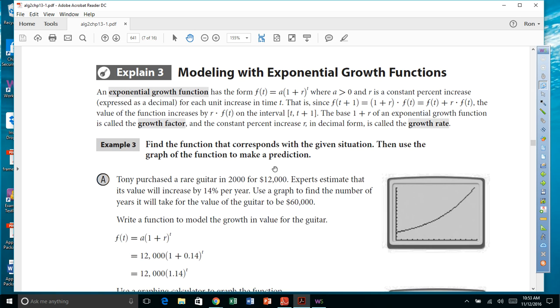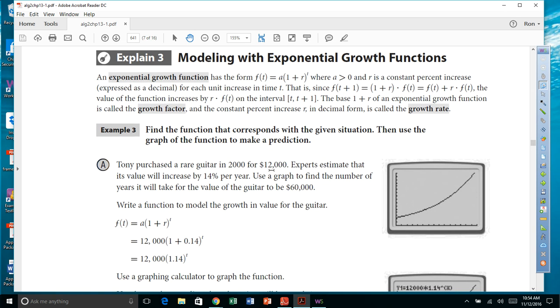Now it's a party. Modeling with exponential growth function. An exponential growth function has the form f(t) = a(1 + r)^t, where a is greater than 0 and r is a constant percent increase expressed as a decimal for each unit increase in time t.